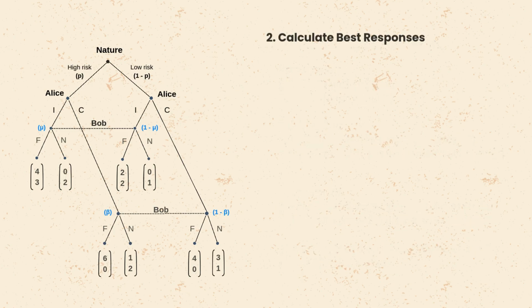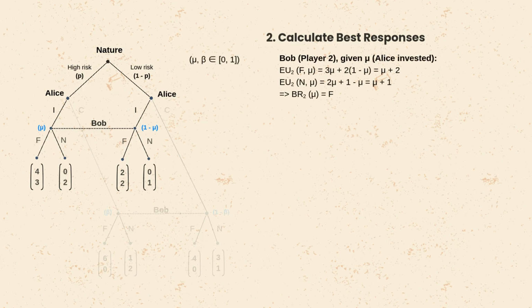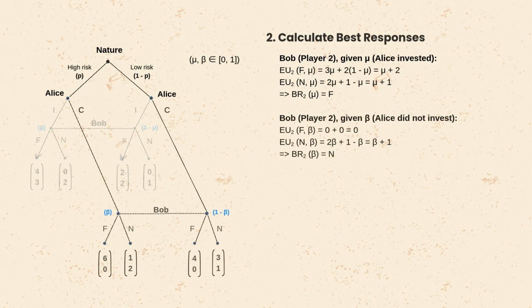We now calculate the best responses for all players, bottom up. Starting with Bob's expected utilities, seeing Alice choose to invest. Given Bob's belief mu, where mu is between 0 and 1, funding strictly dominates not funding, so Bob will choose to fund after seeing Alice invest. We also calculate the expected utility when Bob observes Alice did not invest. Given belief beta, his best response is not to fund.